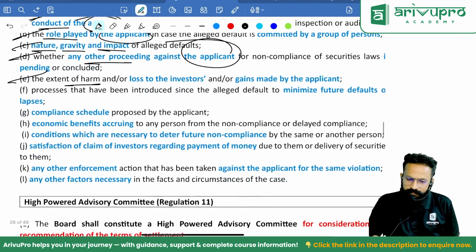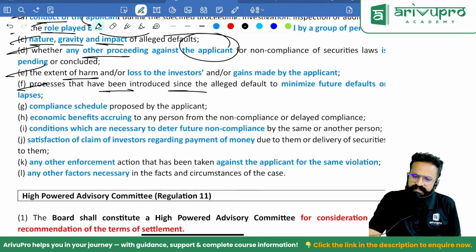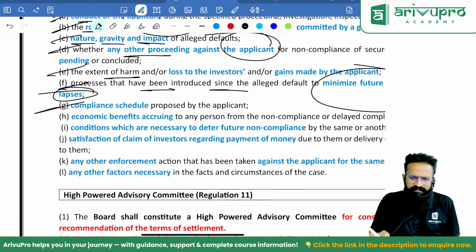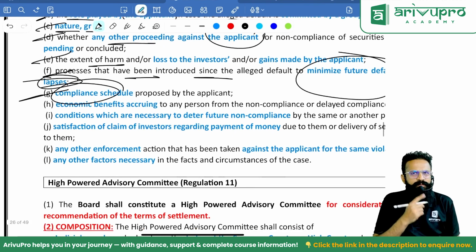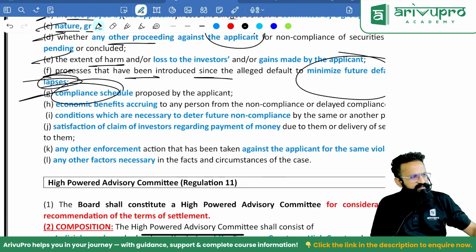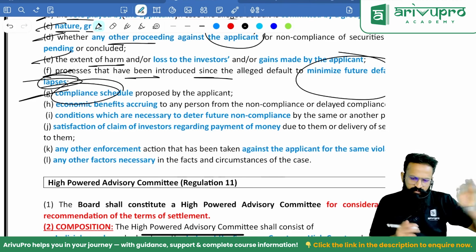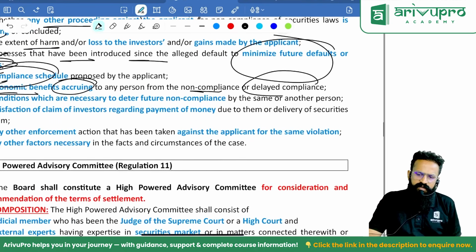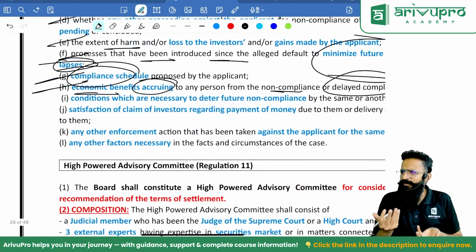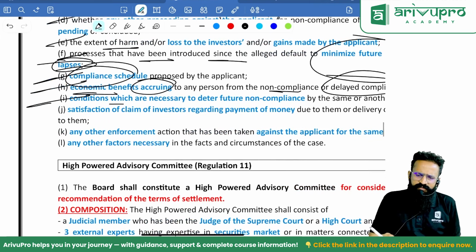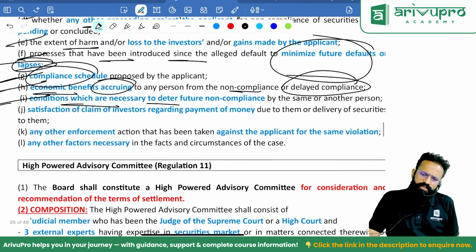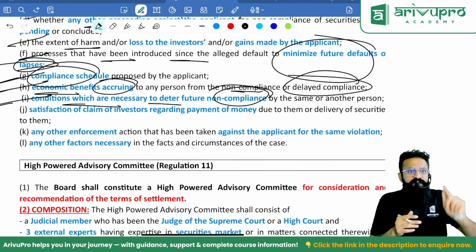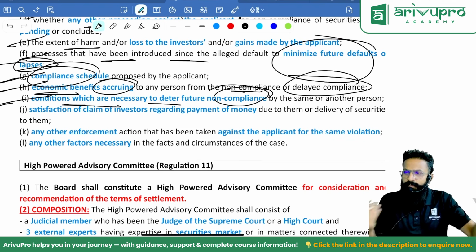Here, okay. The process that has been introduced since the alleged default to minimize future defaults or lapses. Compliance schedule proposed by the applicant. Compliance schedule means what, people? I'll give you one timeline. By this day you have to give this. By this day you have to pay this. You have to follow that. Economic benefits accruing to any person from the non-compliance or delayed compliance. So I'll consider all of these while I'm passing the settlement order. Conditions which are necessary to deter future non-compliance by the same or another person, meaning the way I decide this, it will have an impact on future compliances. I'll keep that in mind.